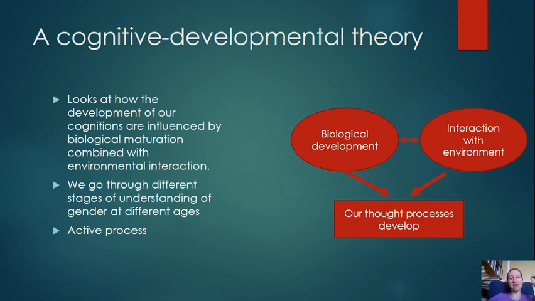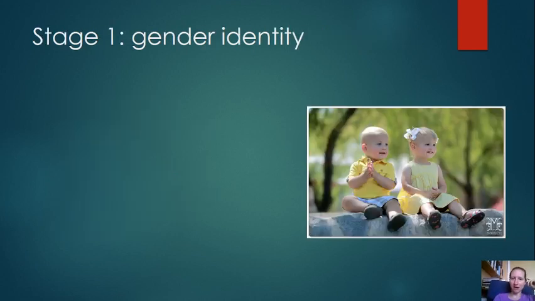And this particular theory obviously is looking at gender and how our understanding of gender over time changes as a result of our brains becoming more mature and our interactions with the environment, the things we observe, the things we try out with the environment that are related to gender. So we go through different stages of understanding of gender at different ages, and this is an active process. That's how it contrasts with several other theories. We're not simply observing in our environment and then copying. It's actually we're interacting with the environment, so it's an active process.